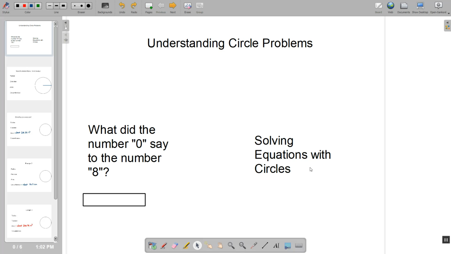You're also going to hear me say the word equation a lot. And what an equation is, if you haven't worked with them before, is simply something where you don't know what you're looking for. So if you don't know the radius of a circle and you're looking for the radius, then that's an equation. And the variable you're trying to solve for is the radius. So these are just equations that involve circles. Okay?